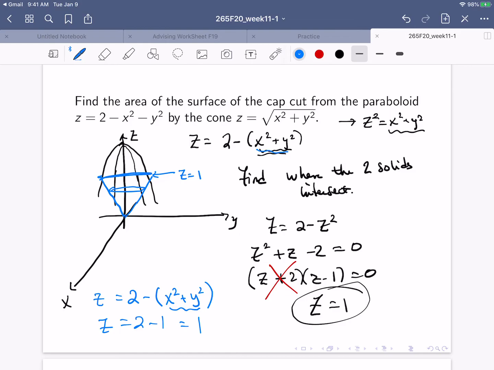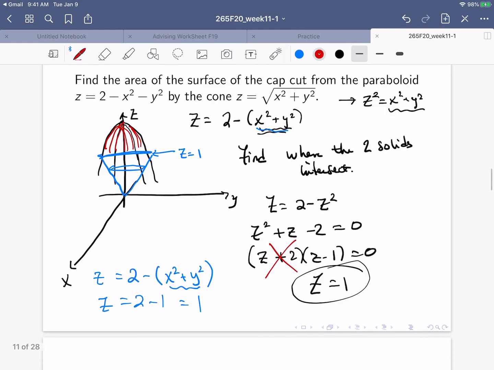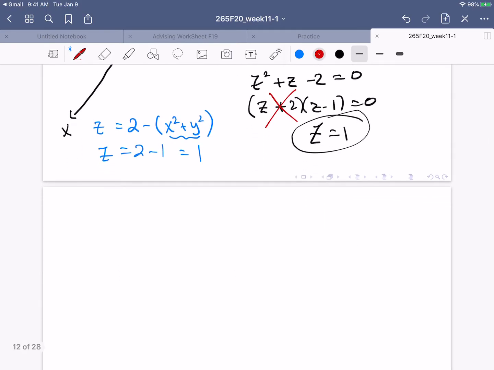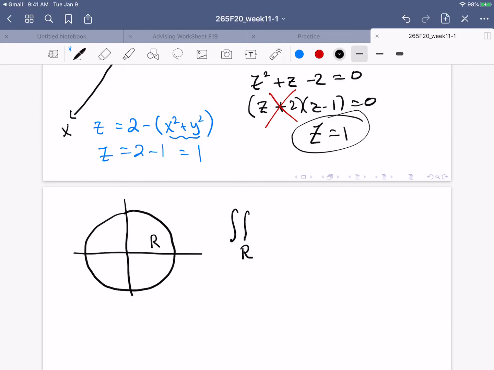Okay, so if I then think about this cap that's on top of the paraboloid, and I also think about projecting this circle x squared plus y squared equals 1 onto the xy plane, here's my region over which to integrate to find my surface area.